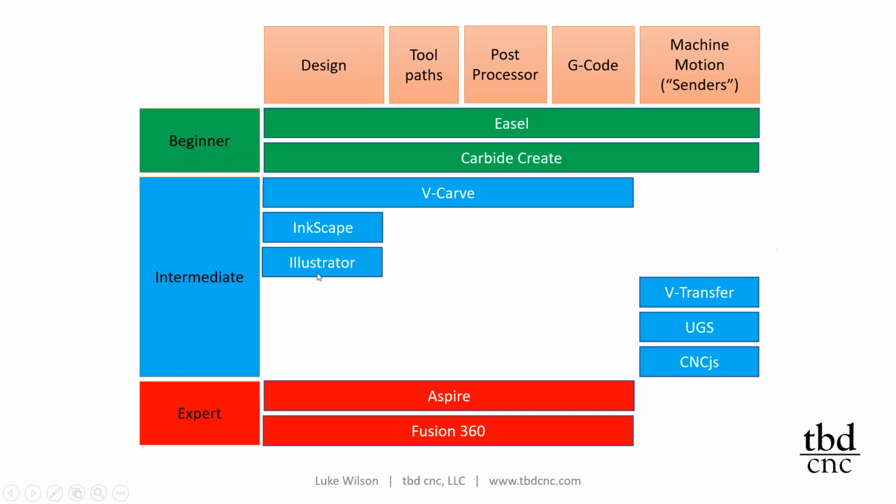When you get down to the bottom here, you get into what I call the expert softwares, Aspire and Fusion 360. So Fusion 360 is free for hobbyists and startups, and they define startups as anybody that makes less than $100,000 a year for their business. So the vast majority of us count as a startup, we're going to get Fusion 360 for free. Aspire, on the other hand, is very expensive. I think it's around $2,000. So Aspire is listed as expert because of the cost.